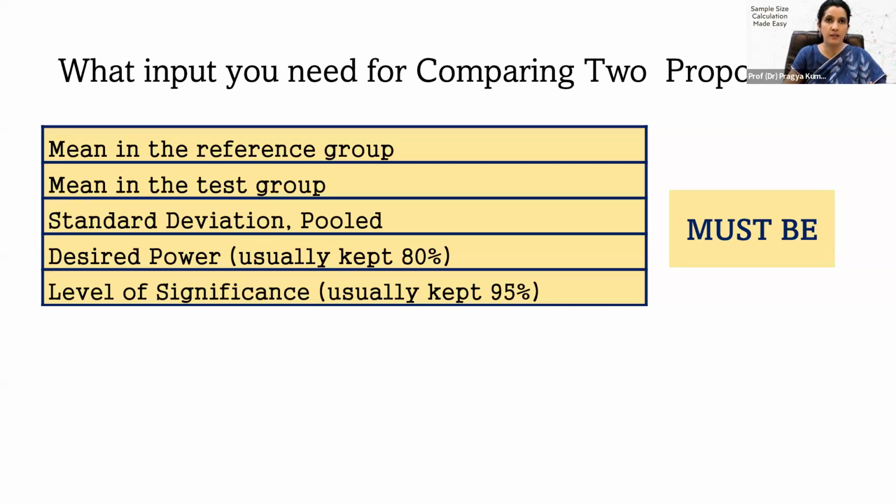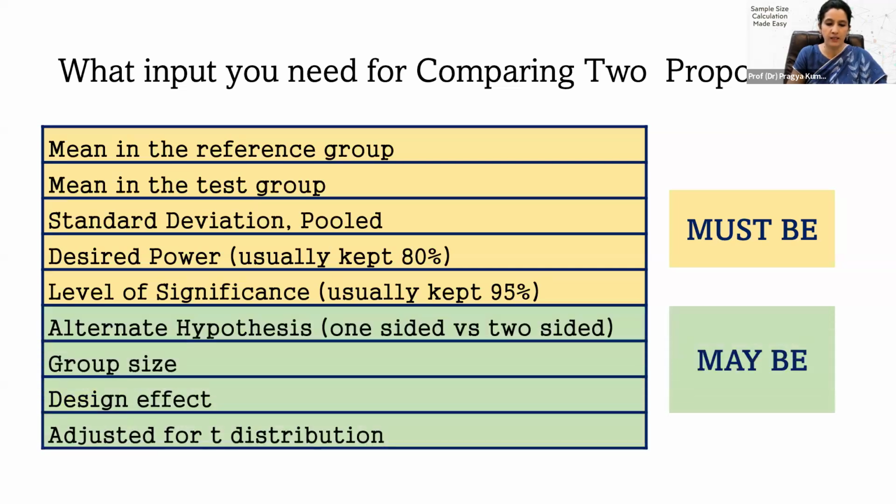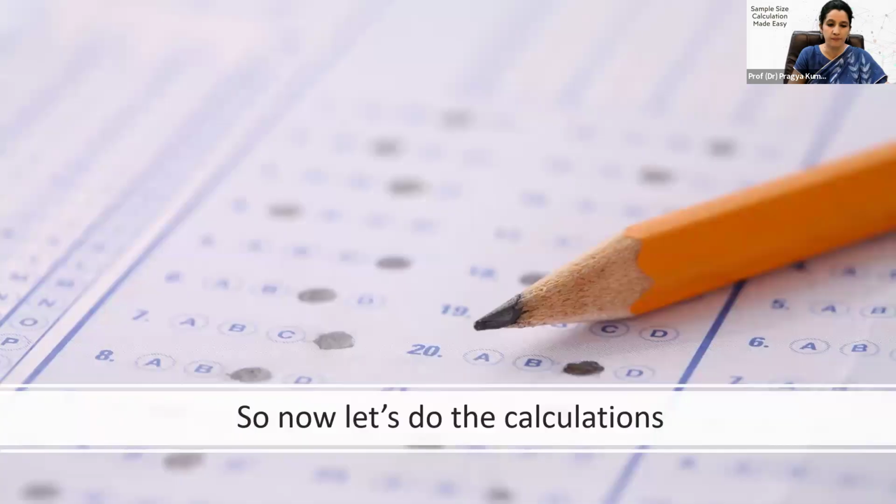The desired power is usually kept as 80% and the level of significance is usually kept as 95%. And the others are like one-sided or two-sided hypothesis, equal group sizes or unequal group sizes, or design effect or t-distribution if it is applicable.